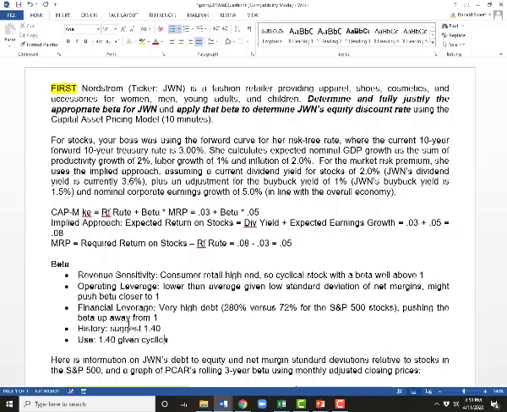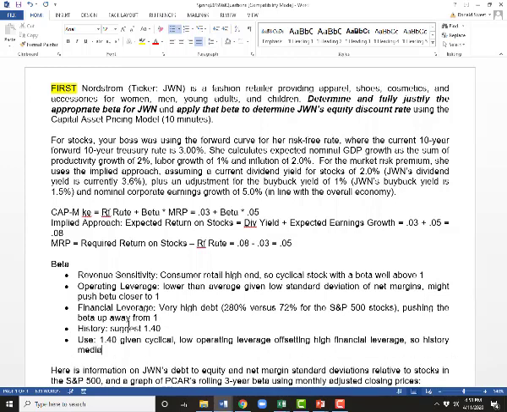And remember, when you come with financial, you need to include all of them. Low operating leverage offsetting high financial leverage. So the history median seems consistent with these 3 inputs. Something like that's what we're looking for. So we'll use 1.4. So our beta is 1.4.